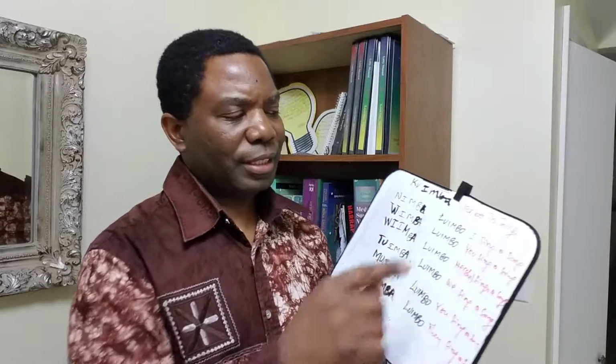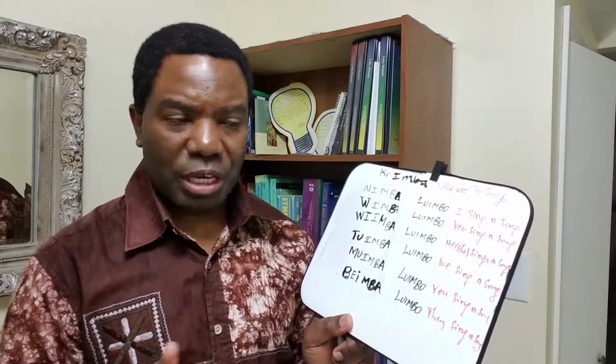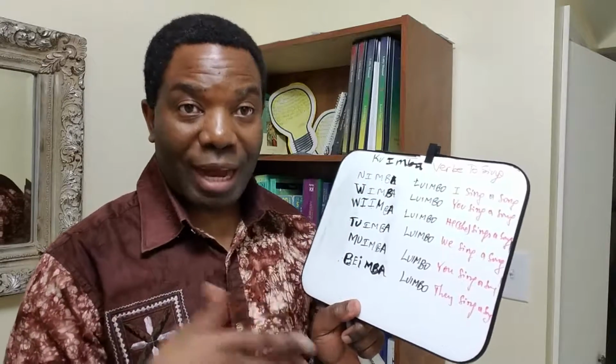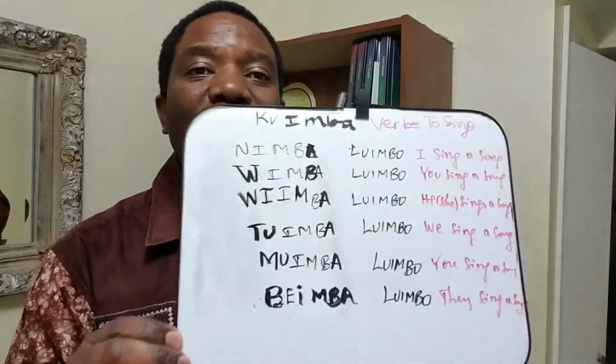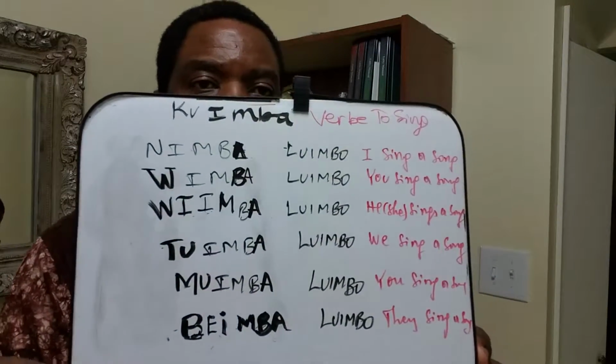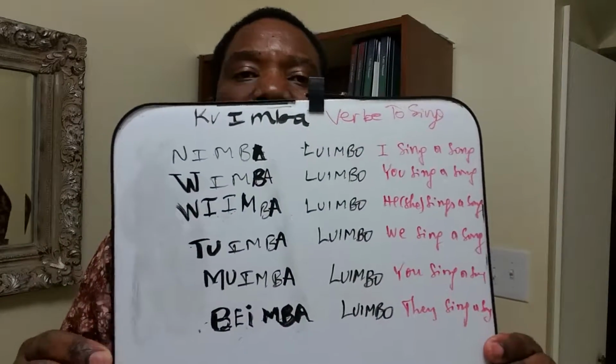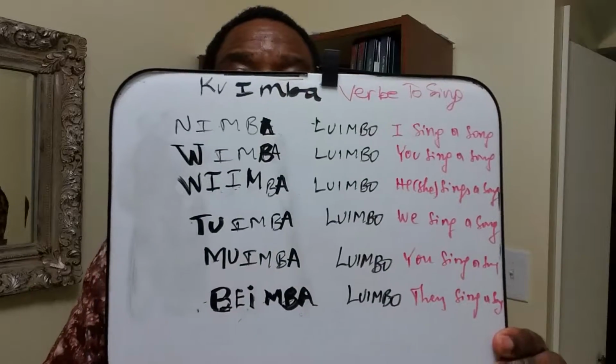Today we'll learn the verb kuimba, the verb to sing. Singing, we say nyimba luimbo, I sing a song. Wimba luimbo, you sing a song. Wimba luimbo, he sings or she sings a song.